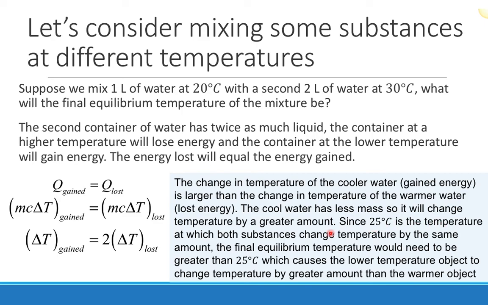Since 25 degrees is the temperature at which both substances change temperature by the same amount, the final equilibrium temperature would have to be greater than 25. So if it's greater than 25, it causes the lower temperature object to change temperature by a greater amount and the warmer object to change temperature by a smaller amount. So the final equilibrium temperature here is going to be greater than the halfway point because the warmer water holds its energy more, right? So it's not going to change as drastically as the 20 degrees Celsius water because there's less of it. So it would be greater than halfway point because there's more of that 30 degrees Celsius water.